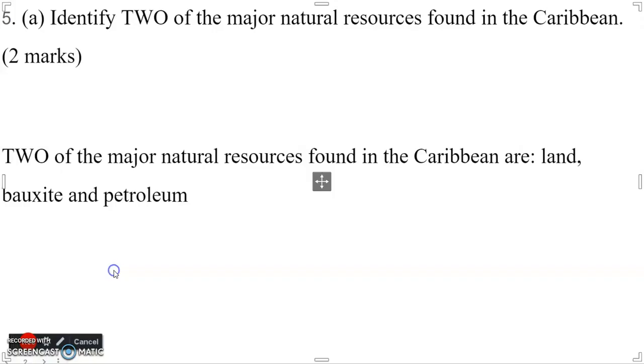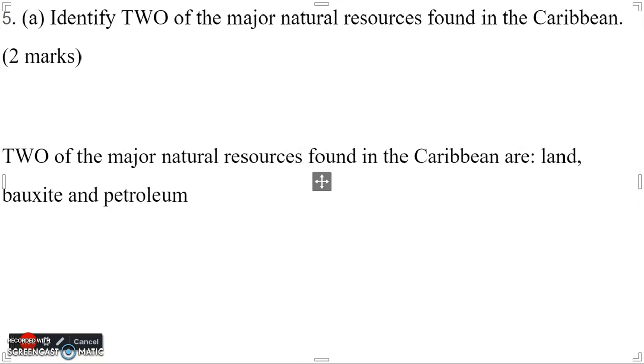Let us begin. Question 5A. Identify two of the major natural resources found in the Caribbean. And this is 2 marks. Now, the verb in this question is asking us to identify for 2 marks. So we're just going to start our answers in a complete sentence and just write our answer.